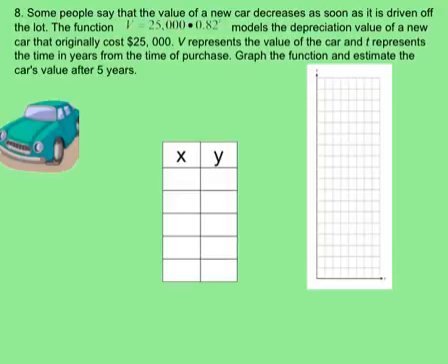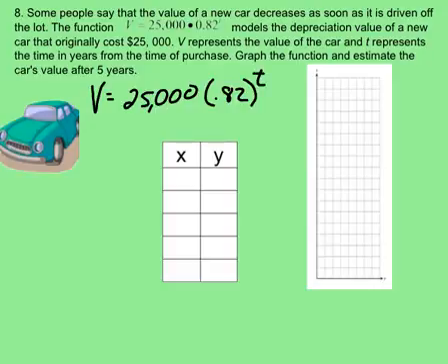Alright, last one. Some people say that the value of a new car decreases as soon as it's driven off the lot. The function, V equals 25,000 times 0.82^T. So our X is now a T, our Y is now a V for vehicle value. Depreciation value of a new car that cost originally 25,000. So, graph the value of the car, with T representing time in years from the time of purchase, after 5 years. So the value after 1 year is something we can calculate.